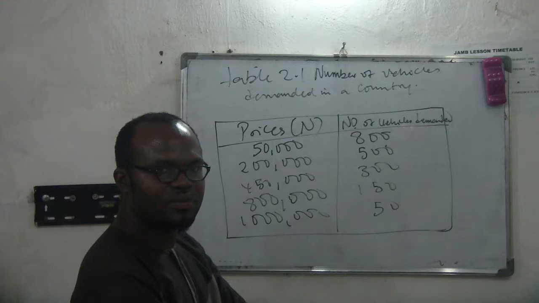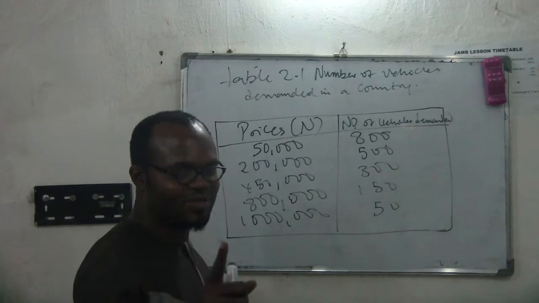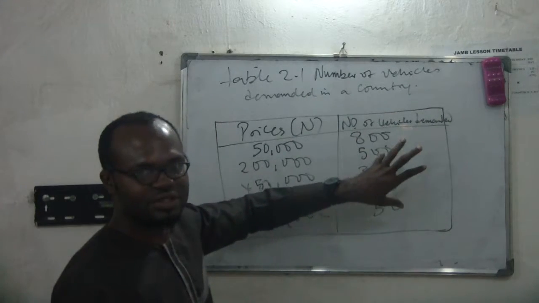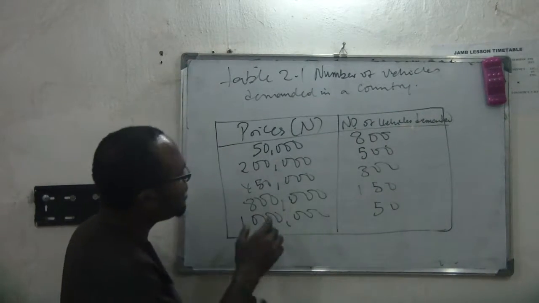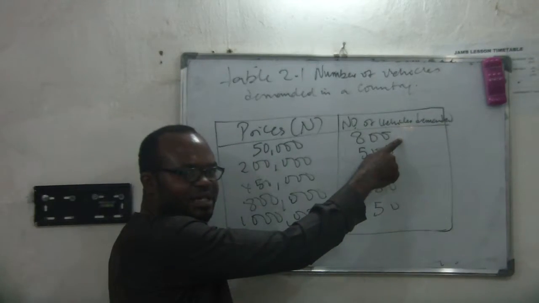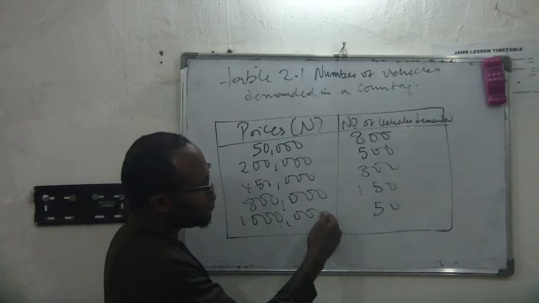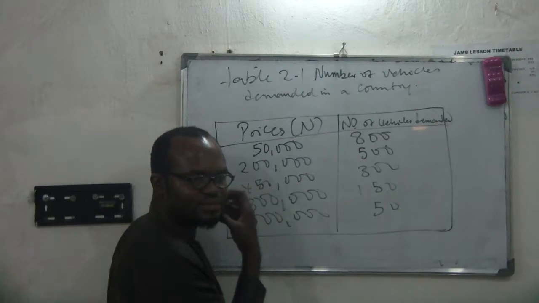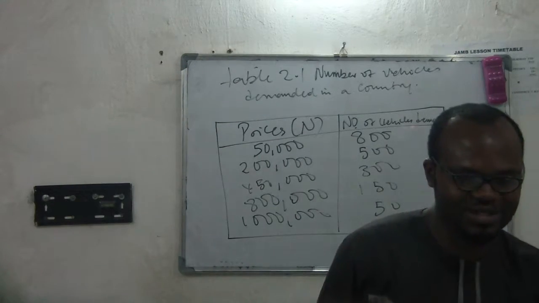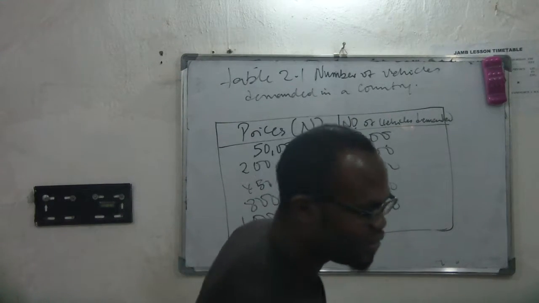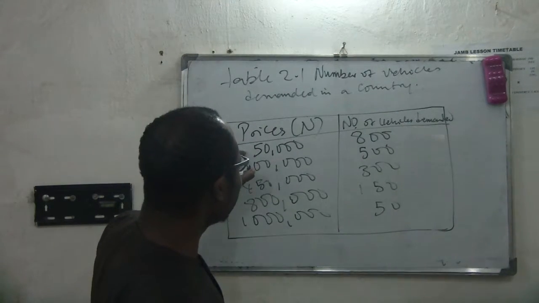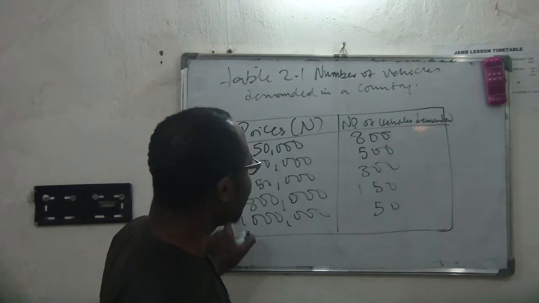Number one, this table is telling us the number of vehicles that is demanded in a country. You understand? Then when you look at it, you see that for the price of 50,000, 800 was demanded. As the price is increasing, what is happening? The quantity demanded becomes low. That's the interpretation of this table. If I tell you to interpret this table, you just look at it very well, and you tell me that as the prices of the vehicles are increasing, the demand is reducing.